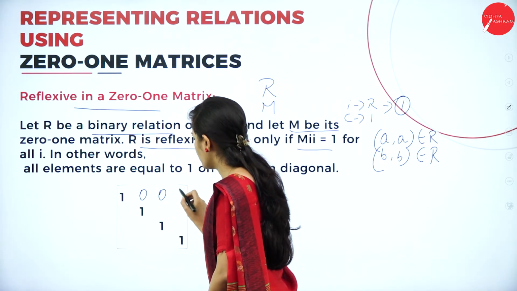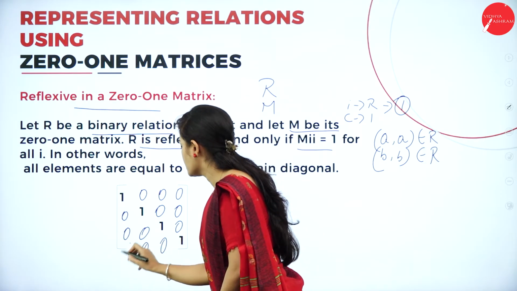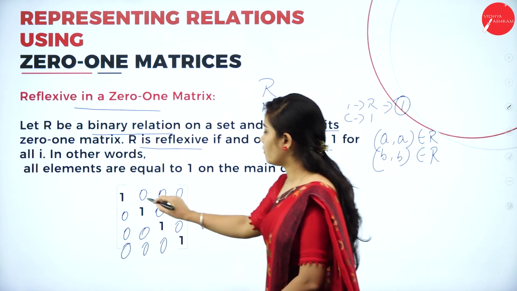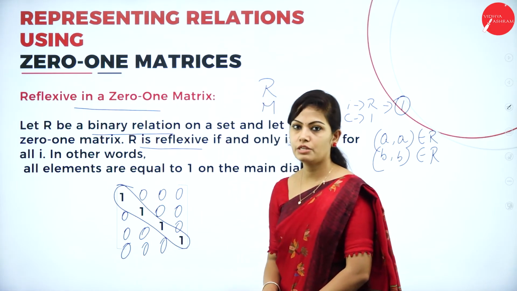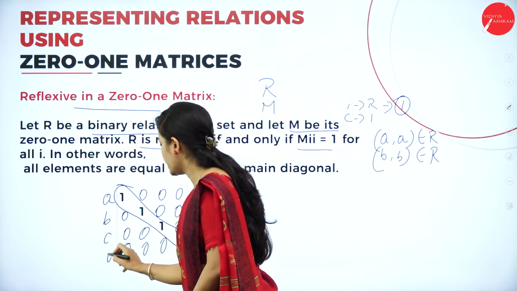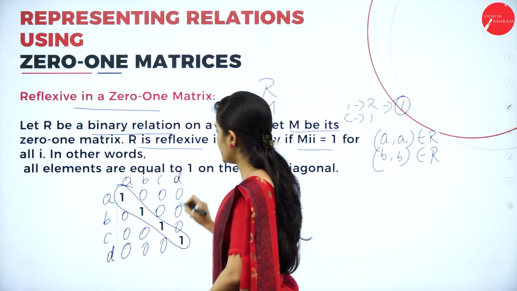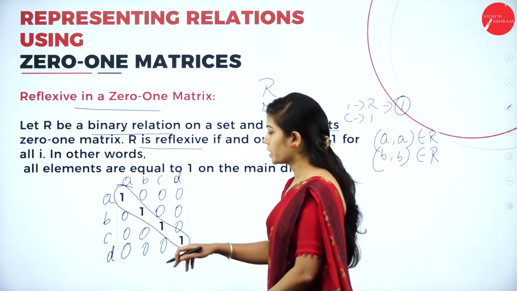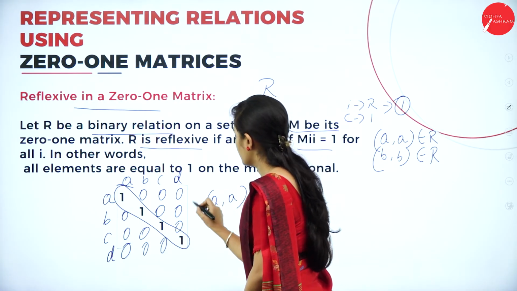Example: here I have 0, 0 and 0, 0, 0. All the diagonal values should be 1. Then it is a reflexive relation. Example, I have set elements A, B, C, D. In the column also I have A, B, C, D. You just observe this. In place of AA, I have 1.